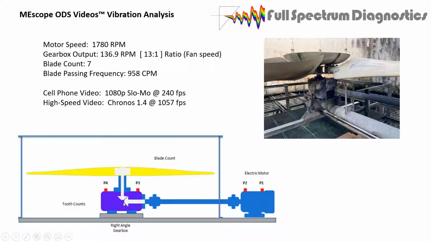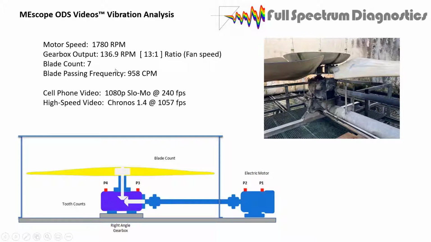The drive shaft goes into the right angle gearbox, and it's geared down, in this case, 13-to-1. And so our low speed shaft is powering this fan inside here. The blade count is 7. I have some of the particulars up here. Our motor speed is 1780. The gearbox output speed with the 13-to-1 ratio is about 137.